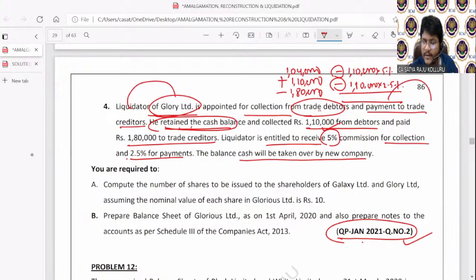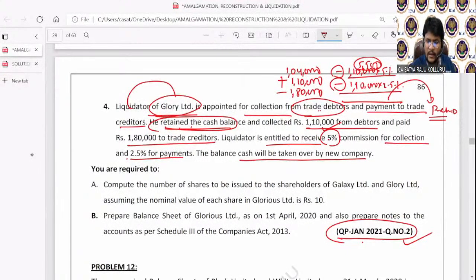That cash balance is ultimately taken over by whom? The purchasing company. Can you please calculate, all of you, how much cash balance is transferred from the selling company to the purchasing company here? 1,10,000 into 5% means 5,500.